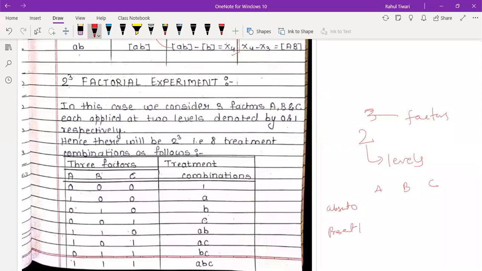So if you are saying A with ABC with absent, that means you will get the first combination. Means A is also absent, B is also absent, C is also. Are you getting what I'm trying to say? Why is this 2 raised to 3? 2 raised to 3 usually means 8 treatments. But what is the meaning? It is 2 levels with 3 factors. So this is the way you can express that table.